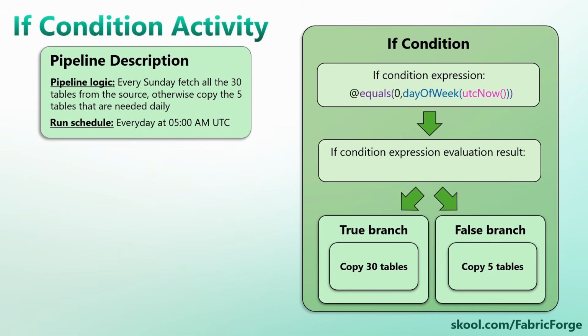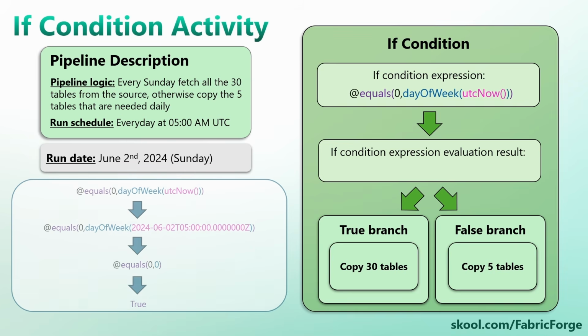Then the outermost function we have is the equals function that will compare the result from our day of the week function to a 0 and then evaluate to true or false based on the outcome. But now let's do an imaginary run of our imaginary pipeline for June 2nd, 2024, which happens to be a Sunday. And let's see how our expression would resolve step by step in this situation.